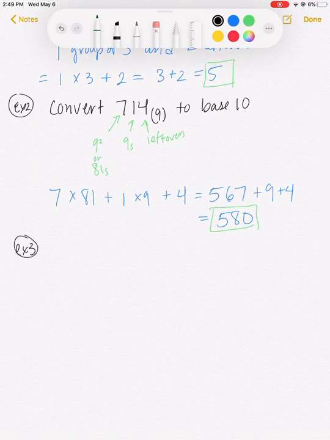Okay, so let's do another example. What do we have here? We're going to convert a number higher than base 10, like base 12, T5 base 12 to base 10.